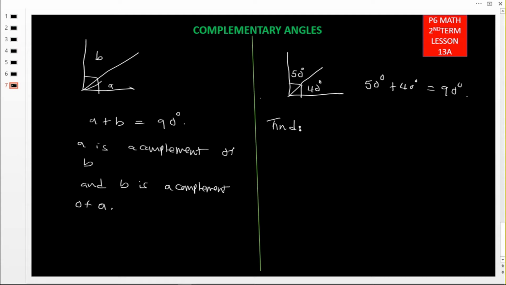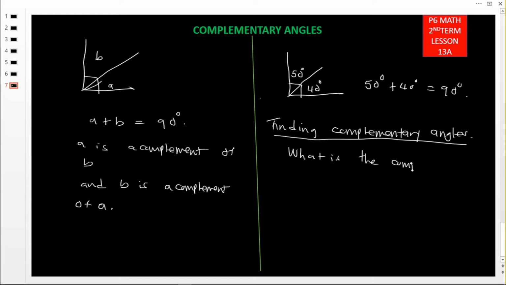So let us go to finding complementary angles. Example number 1 asks: what is the complement of 30 degrees? Meaning, which angle do you add to 30 to give you 90? Because we don't know that angle, we let it be the complement, and the question is asking us to find it. When you add it to 30, it gives you 90 degrees.